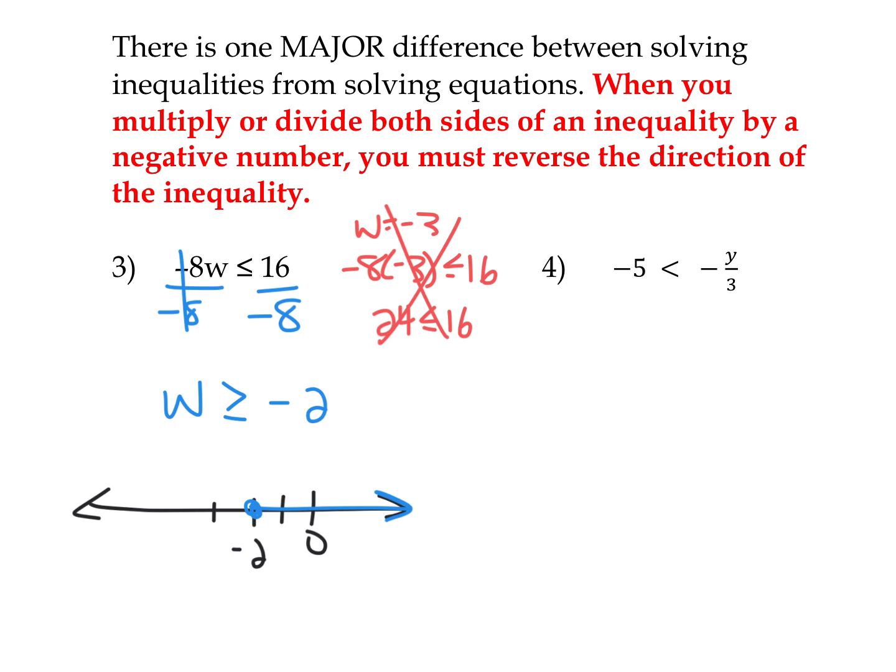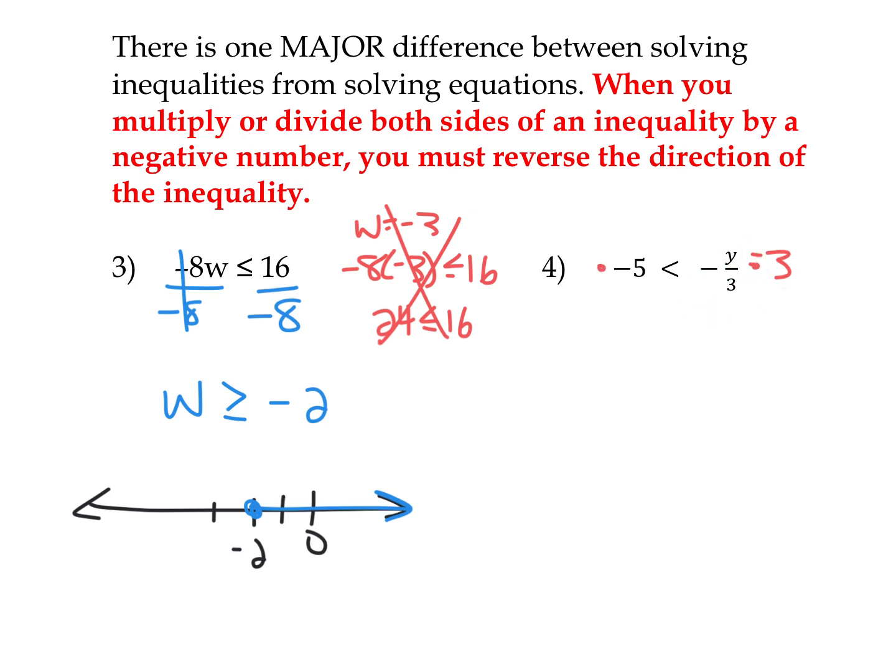Okay, so now we look at number 4. -5 is less than -y over 3. Since we're dividing by 3, we're going to want to multiply by 3 on both sides. And since it's a negative, we want to multiply by negative. So we have a negative times negative. That would give us a positive on the right side, which we want. We want a positive y.